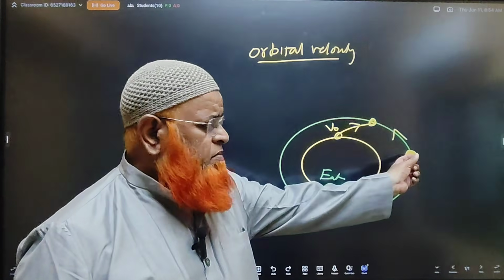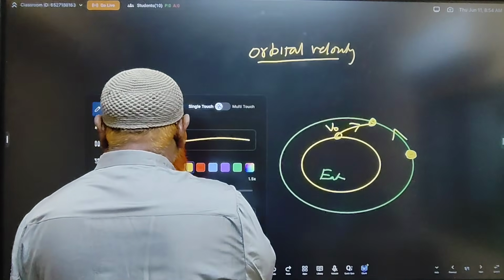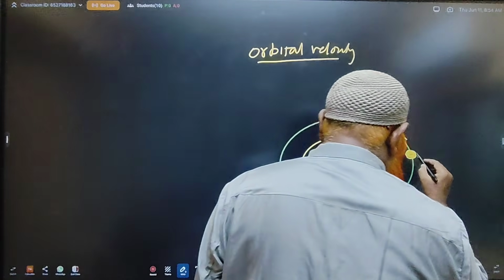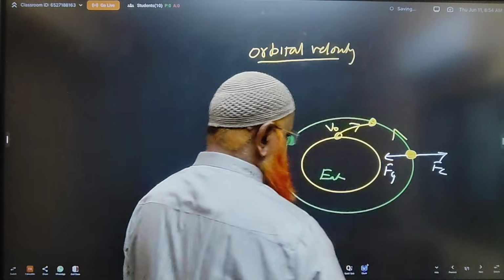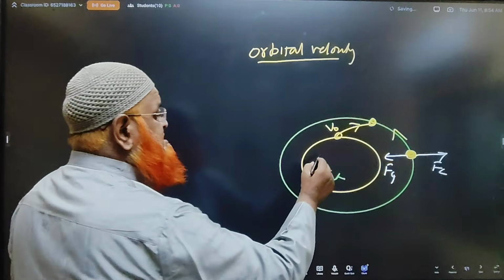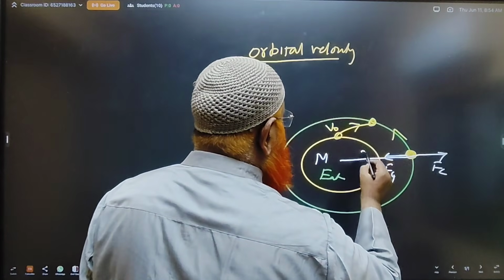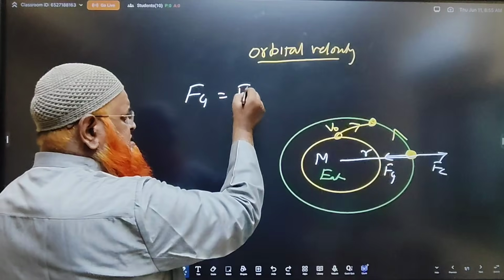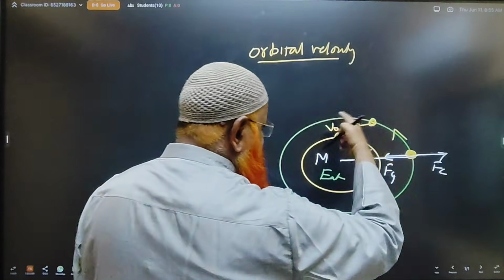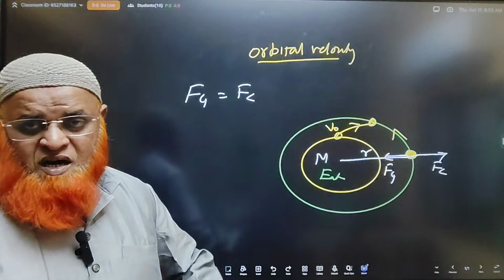So when the body is orbiting here, what are the forces acting on the body? You should remember that one is centrifugal force and the other is gravitational force. Let us consider the mass of the Earth is M and the distance between the two bodies is small r. Here the force due to gravity counterbalances the centrifugal force, the reason because of which the body is orbiting around the Earth.